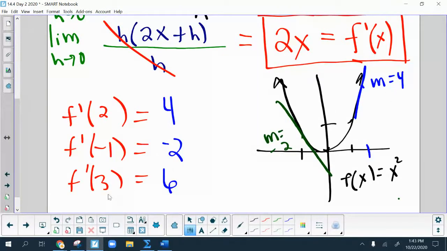And my graph isn't big enough for you to see the 3 and the 6, but I hope you understand that as it goes off to the right, the graph gets steeper, which is why my slope would be a bigger number. Okay, so that's what this information is telling us. If I draw a line at that point, that's the slope of that line.